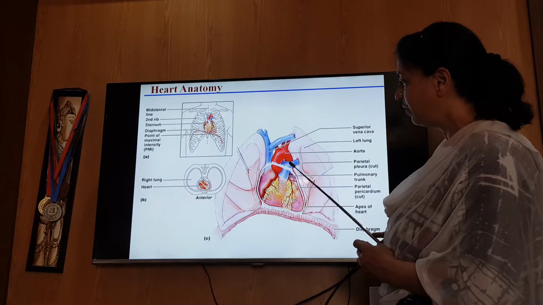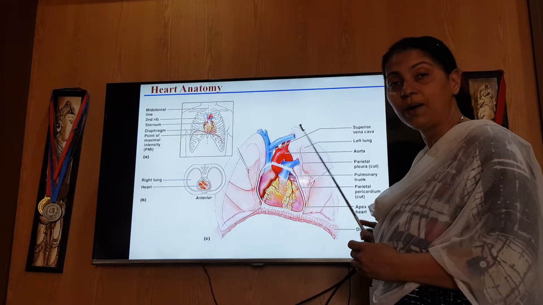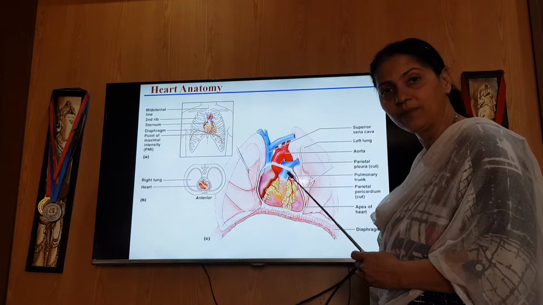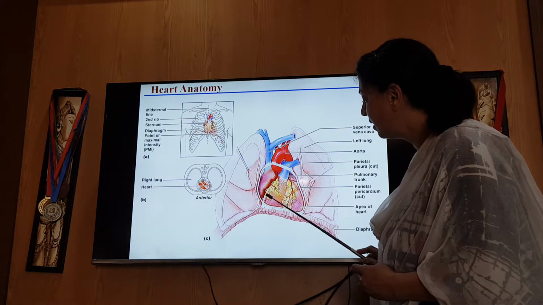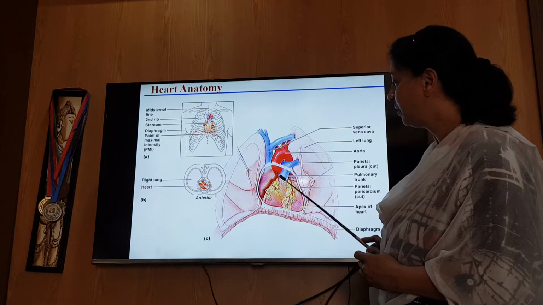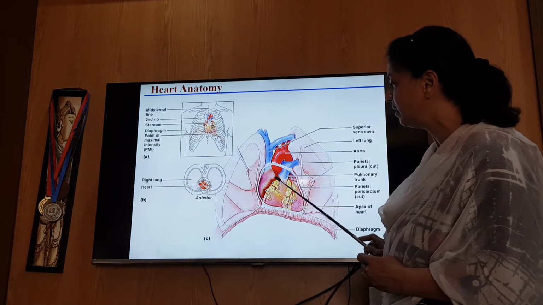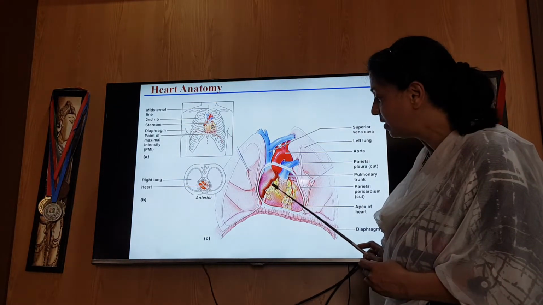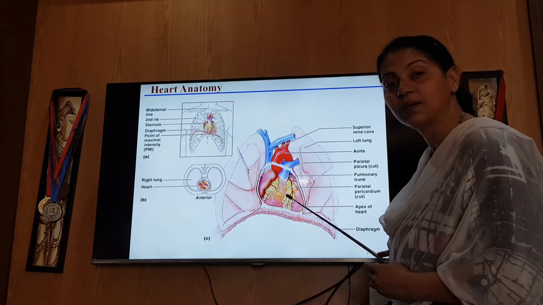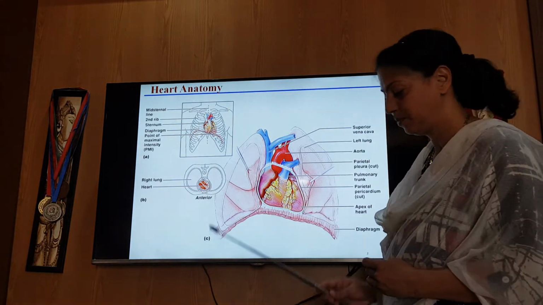Clear? And when we have separated, pulled apart the right and left lung, we can see the anterior aspect of the heart. Okay? Where you can see fat also, this yellow color is fat, and we are seeing the blood vessels here. These blood vessels are nothing but the coronary blood vessels, to which we will come later on.